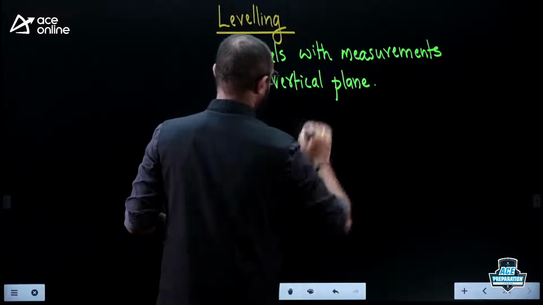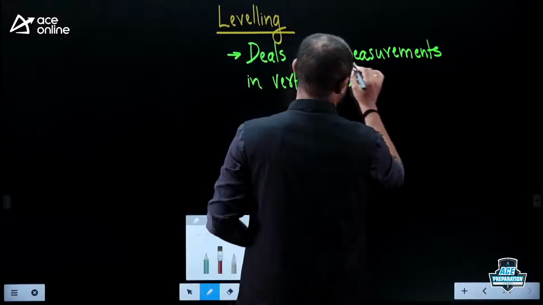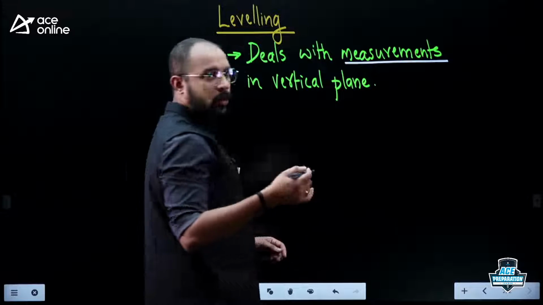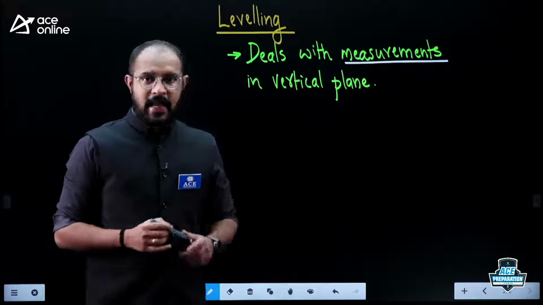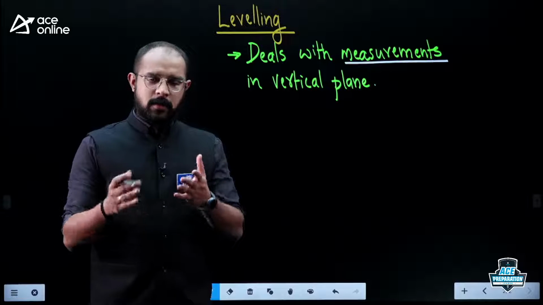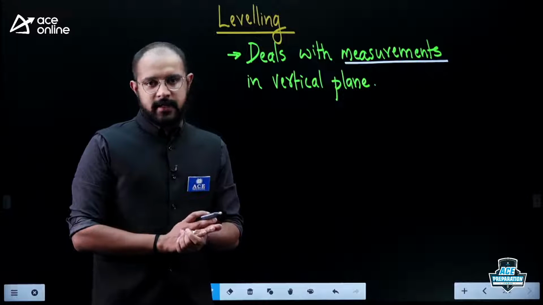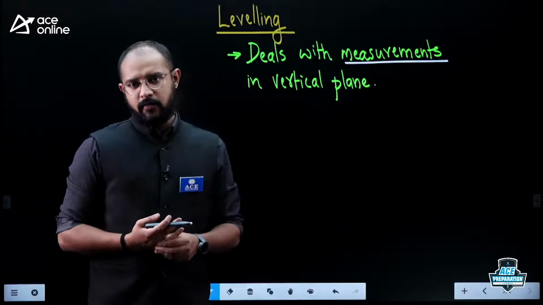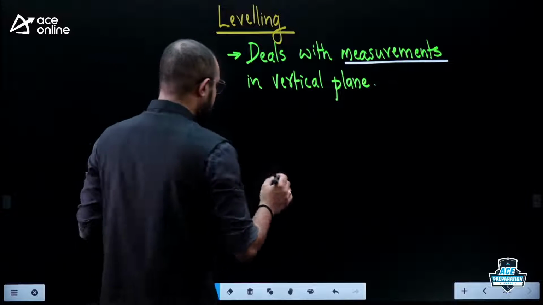Now, please understand that when I say measurements, it is plural. That means there is more than one measurement involved: both vertical distances and vertical angles are involved in leveling. But today we will talk about one small concept regarding spirit leveling only, that means regarding vertical distance only. Vertical angle discussion we will not have today. So, this is how we define leveling.